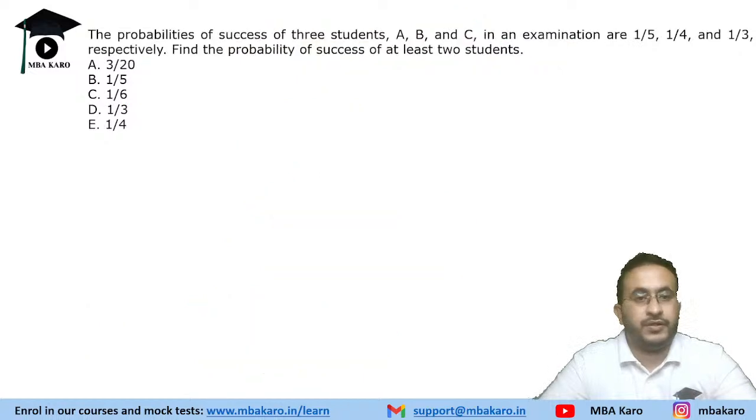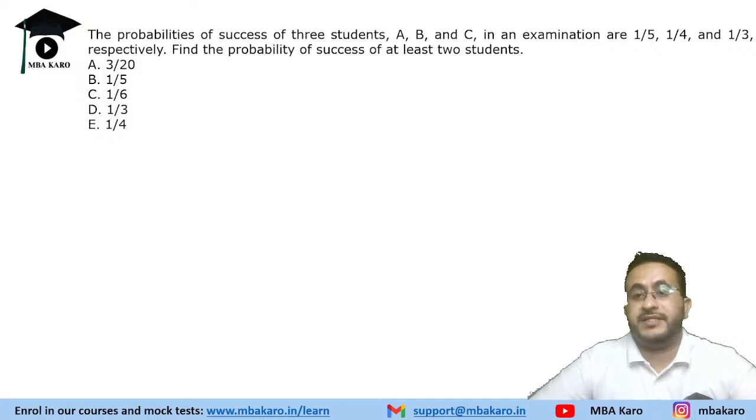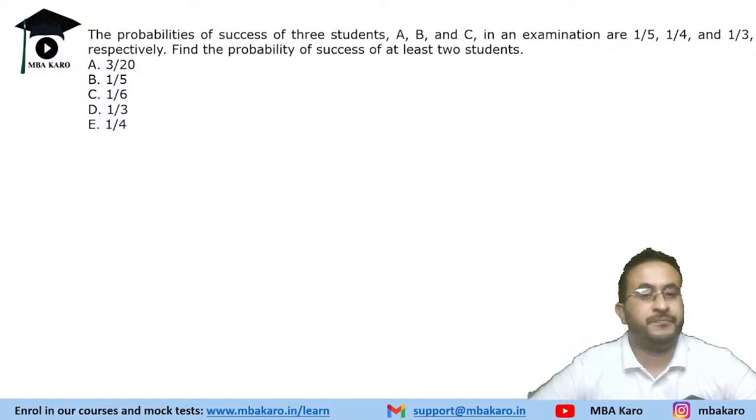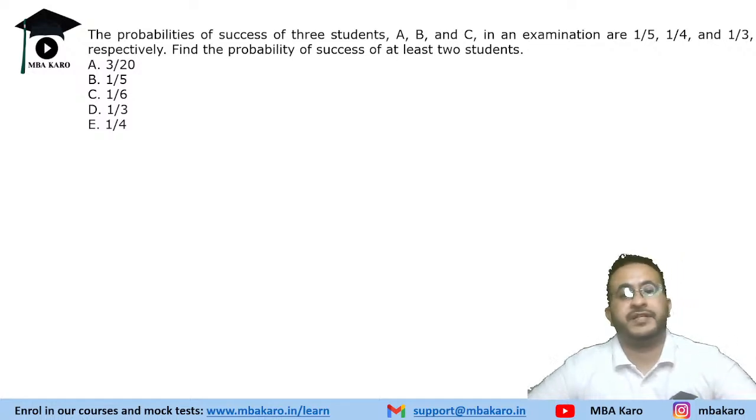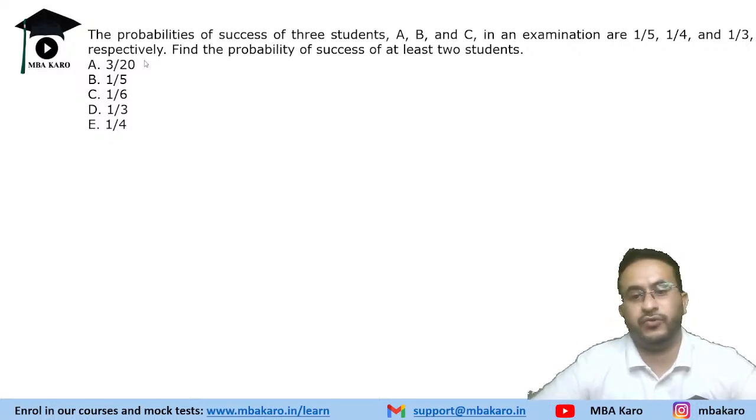The probabilities of success of three students A, B, and C in an examination are 1 by 5, 1 by 4, and 1 by 3 respectively. Find the probability of success of at least two of these students. So we have to find the probability that at least two of these students are successful.